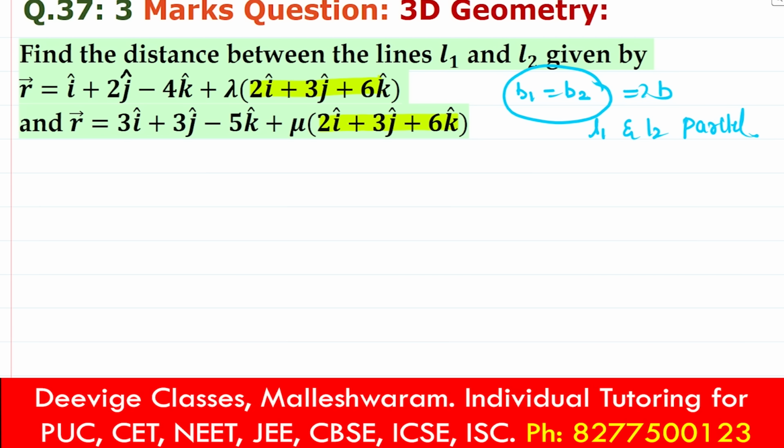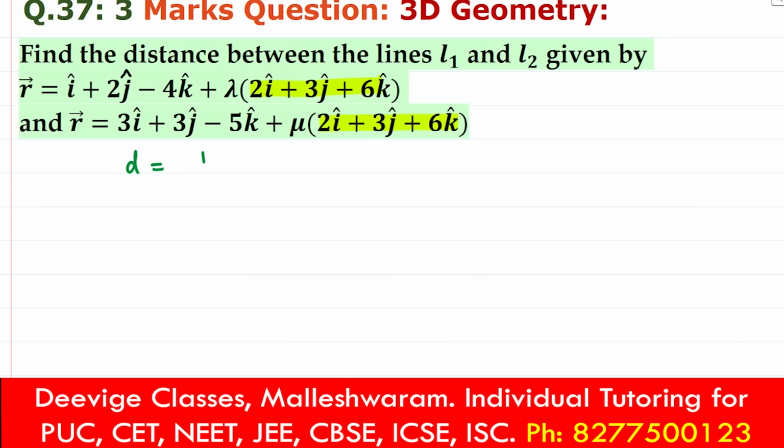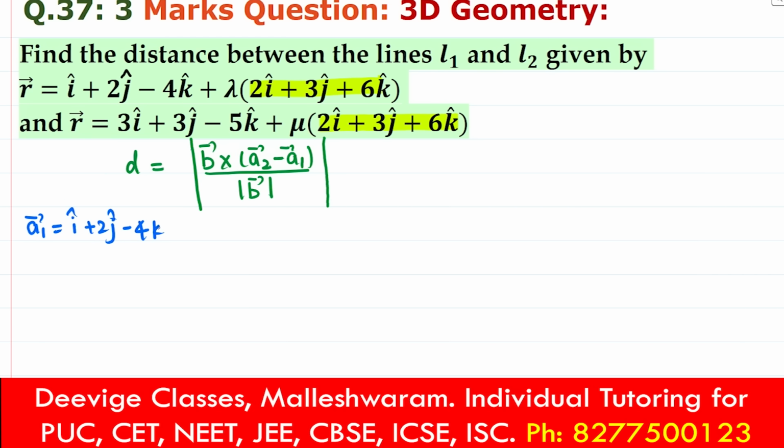So we have one formula to find the distance between two parallel lines, that is D equals the magnitude of B cross A2 minus A1, divided by the magnitude of B. Okay, first write down all the values of A1, A2 and B. So here A1 will be equal to i cap plus 2j cap minus 4k cap, A2 will be equal to 3i cap plus 3j cap minus 5k cap, and B will be equal to 2i cap plus 3j cap plus 6k cap.